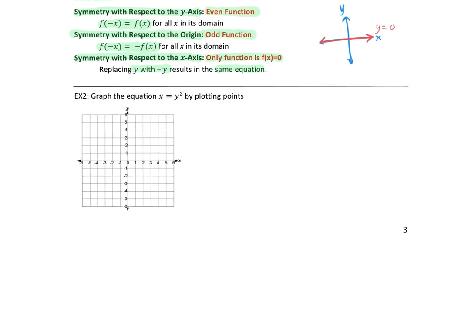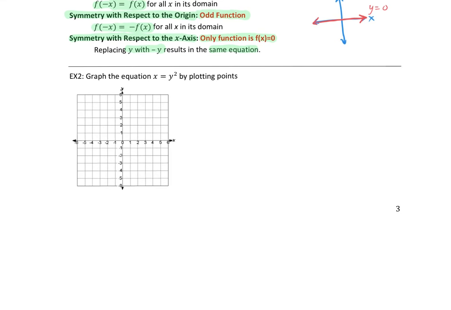In example 2, we want to graph this equation. It's not a function. x equal to y squared, and we're just going to plot some points. So I'm going to need to plot a lot of points. I don't want green, I want blue. So why don't I start with x equal to 0, and then I'll get y equal to 0, and this passes through the origin.